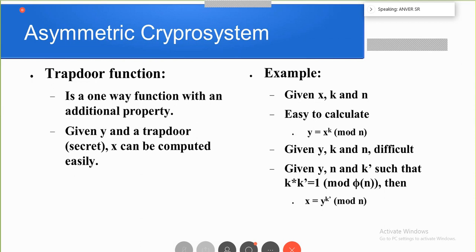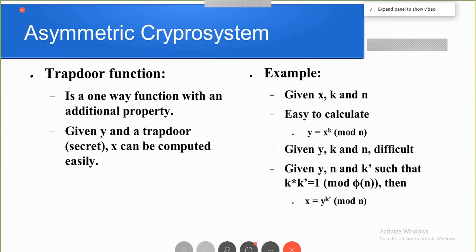So here the example is: we are given x, k and n, and we are asked to compute y, where the function is f equal to x raised to k mod n. We can compute that. Next, suppose we are given y, k and n. Is it possible to compute x? No, it is difficult. There is an answer, but it is difficult to compute.